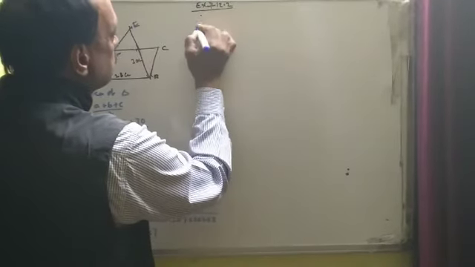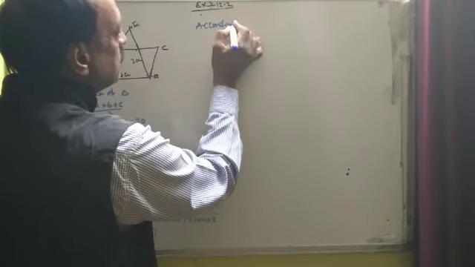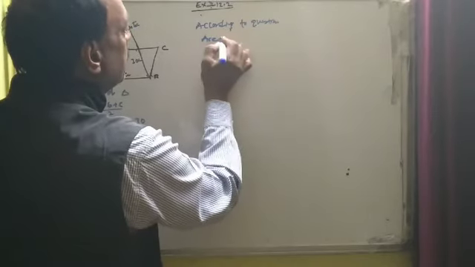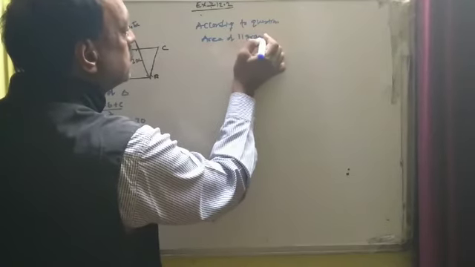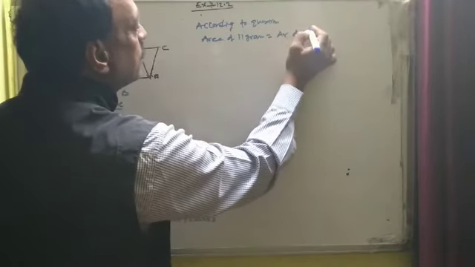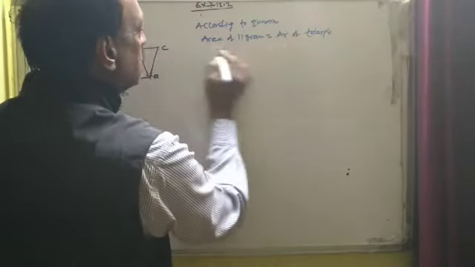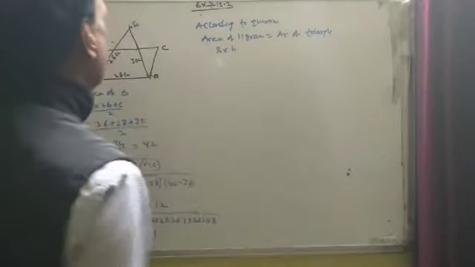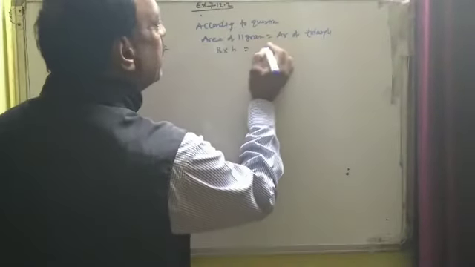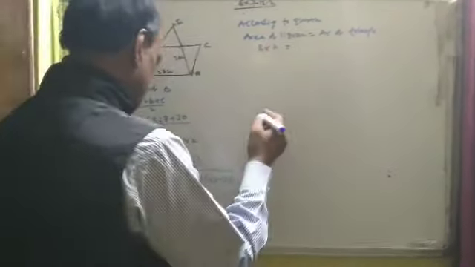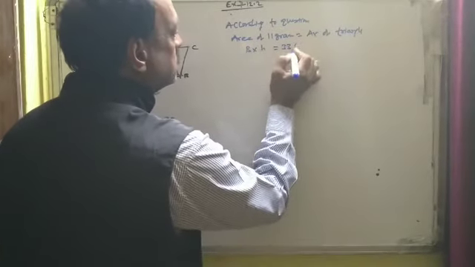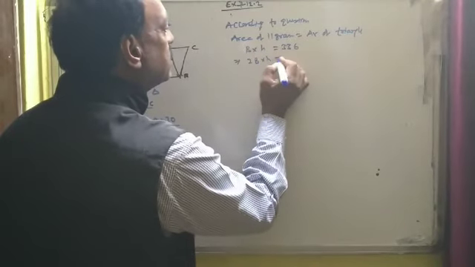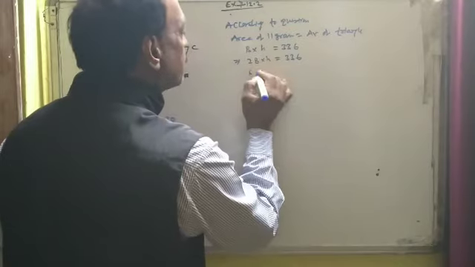According to the question, area of parallelogram equals area of triangle. So the formula is base into height for the parallelogram, and we have already found the area of the triangle, that is 336. Base is known to us, it is 28, but height is not known. So let us find the height.